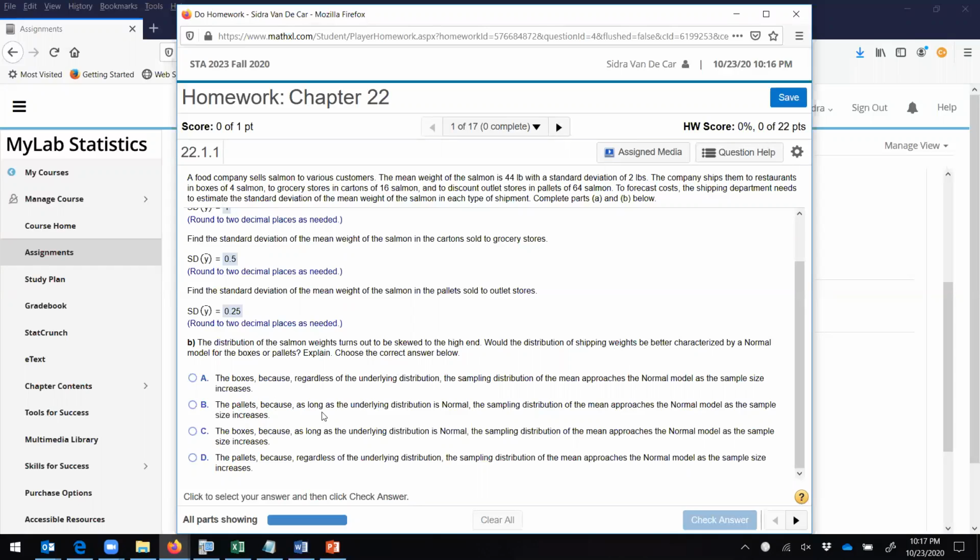So it should be the pallets, because regardless of the underlying distribution, the sampling distribution of the mean approaches the normal model as sample size increases. So it doesn't matter that it's skewed. As long as my sample size is big enough, the means will approach a normal distribution.